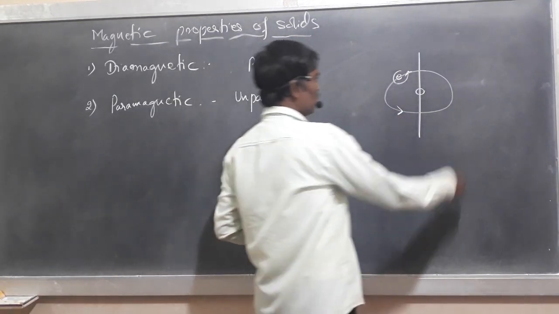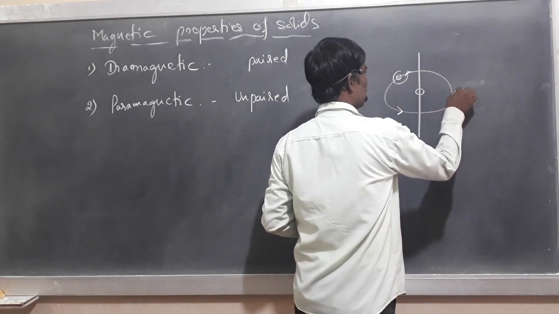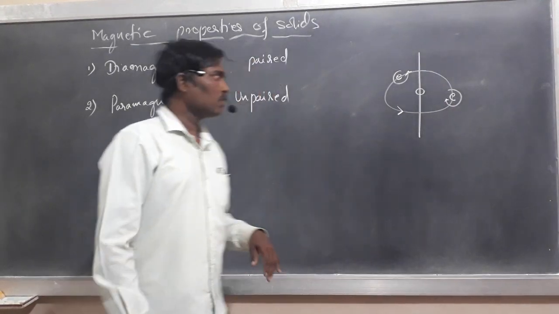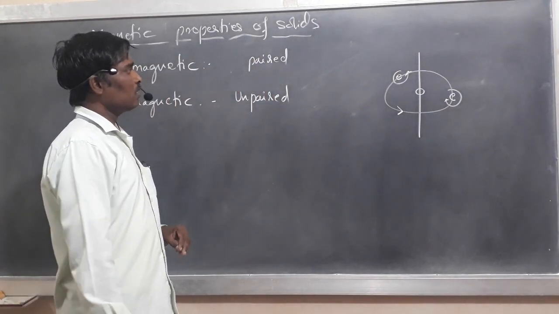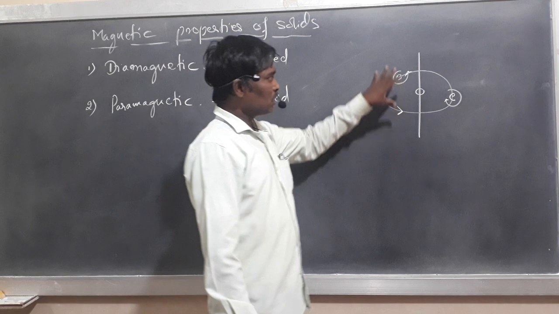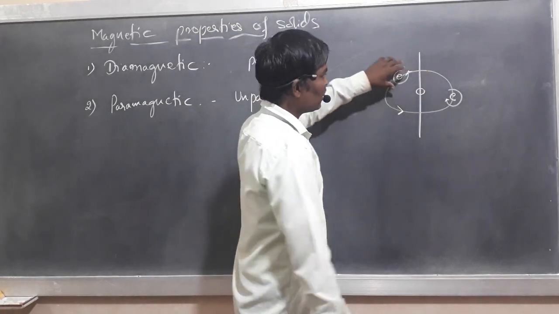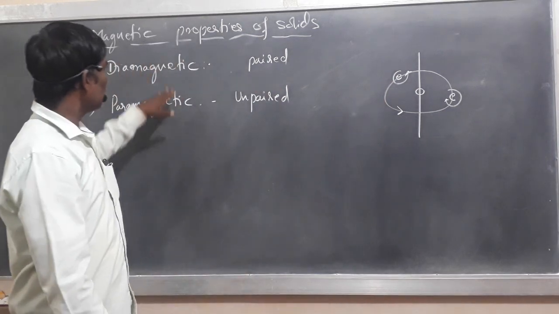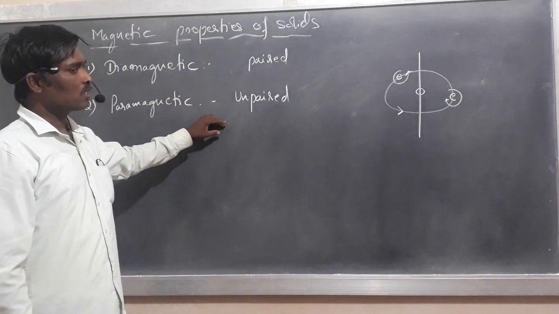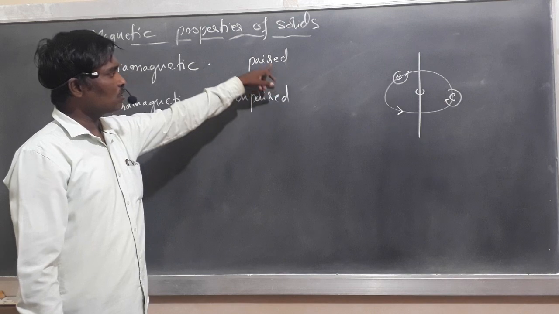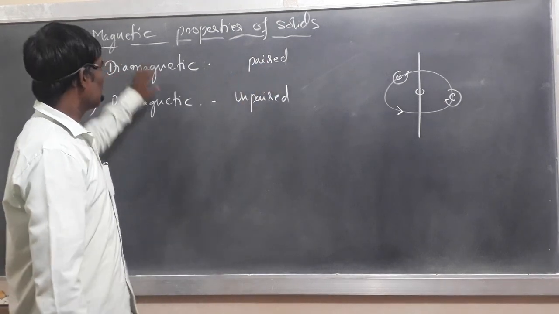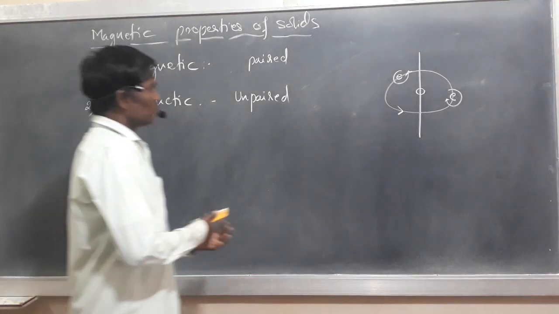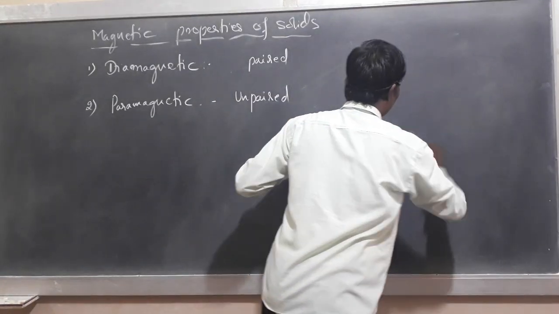If there are two paired electrons, where one is rotating clockwise and the other is rotating anti-clockwise, the total charge developed is cancelled by these two electrons. Therefore, it is weakly repelled by the magnetic field. The substance which contains paired electrons is weakly repelled by the magnetic field. That's why it behaves like a diamagnetic. So this is about paramagnetic and diamagnetic.